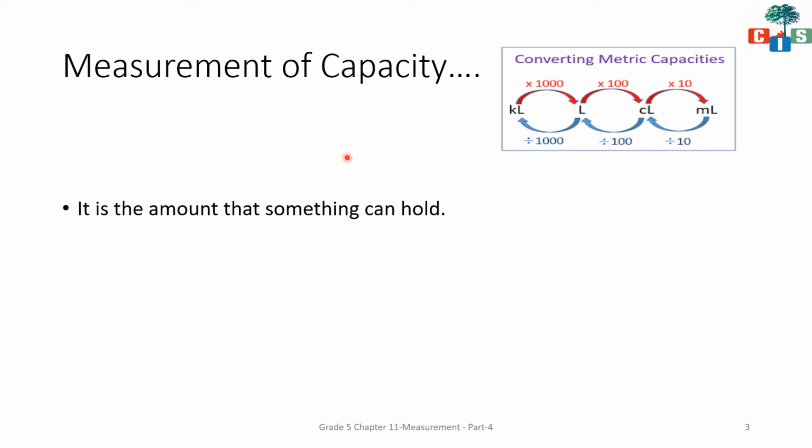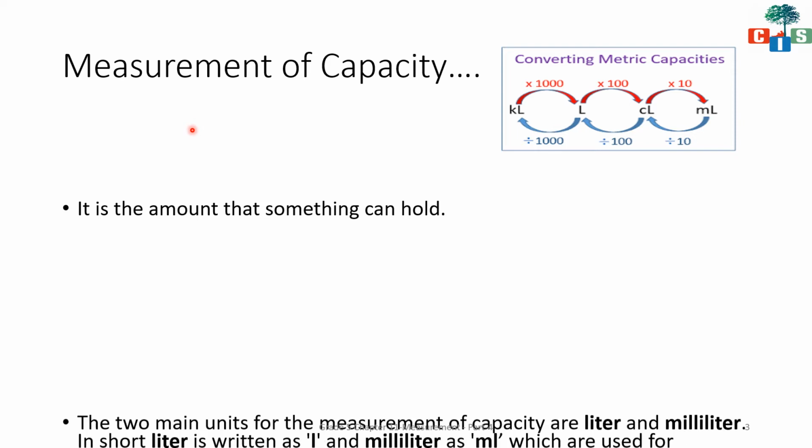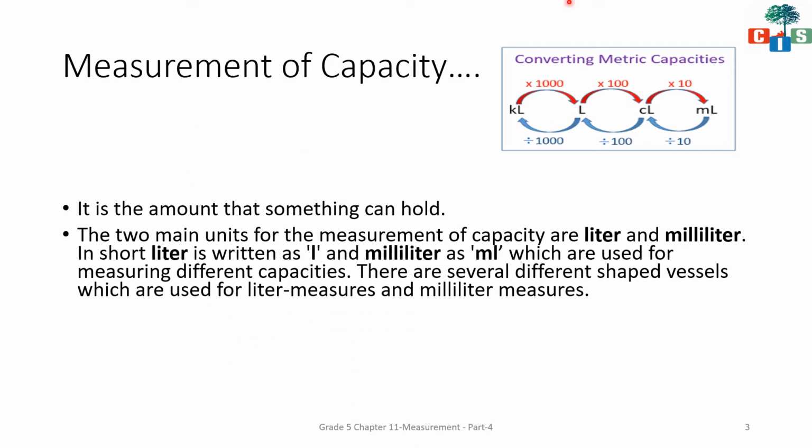Now scholars, we will see units for measuring capacity. There are two important units for measuring capacity, and they are liter and milliliter. Which are the units for measuring capacity? Liter and milliliter. And the short forms for liter and milliliter are L and ml. L for liter and ml for milliliter, which are used for measuring different capacities.